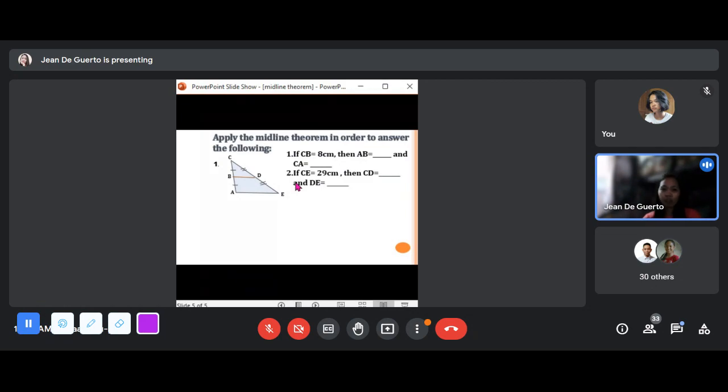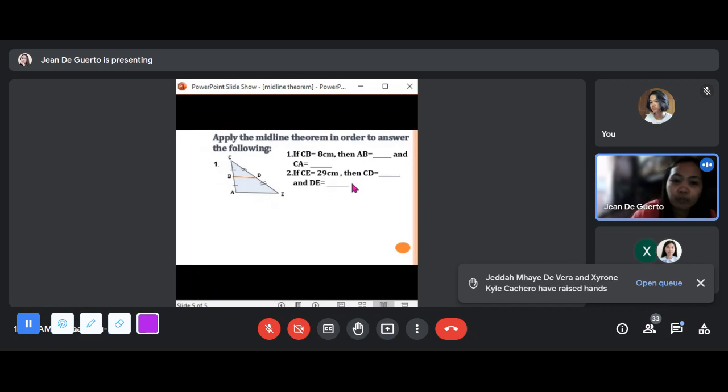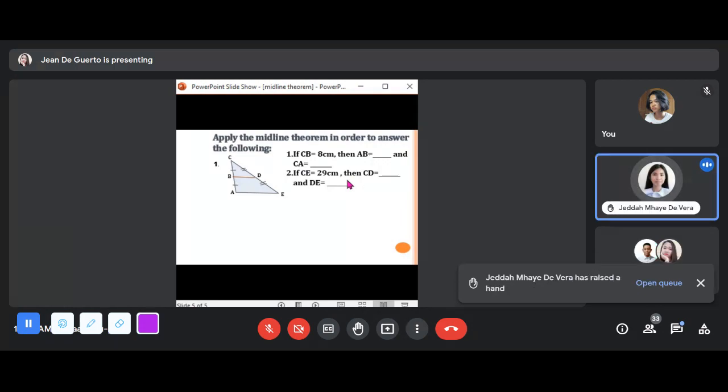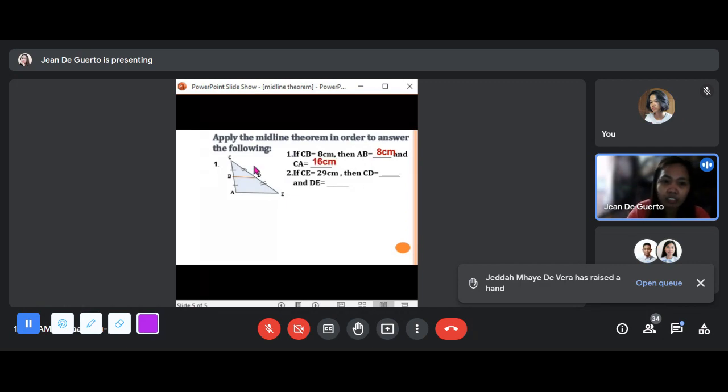So number 1, who would like to answer number 1? If CB is 8 centimeters, then AB and CA have a measure of, yes, Jeddah? Ma'am, AB is equal to 8 and CA is equal to 16. Okay. We have AB is 8 centimeters and CA is 16 centimeters.